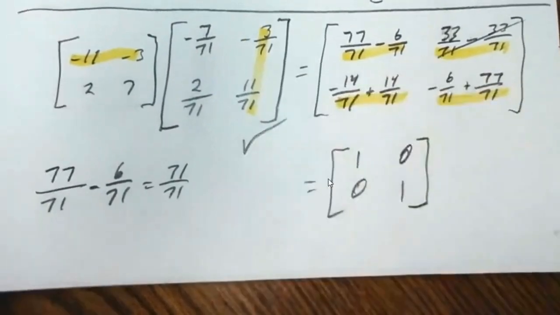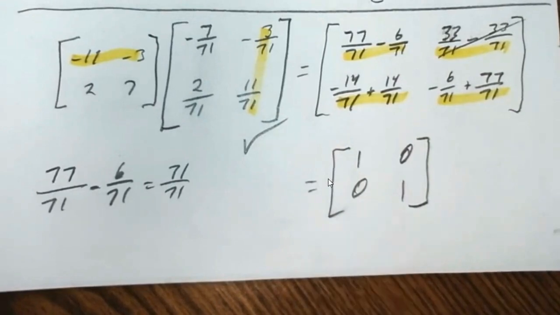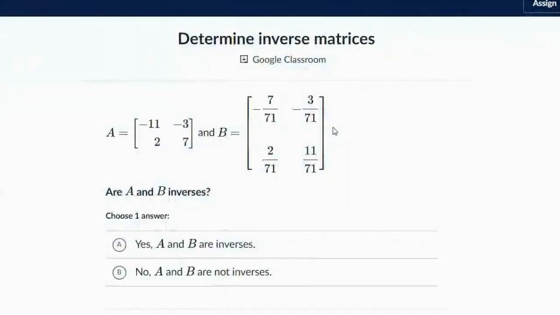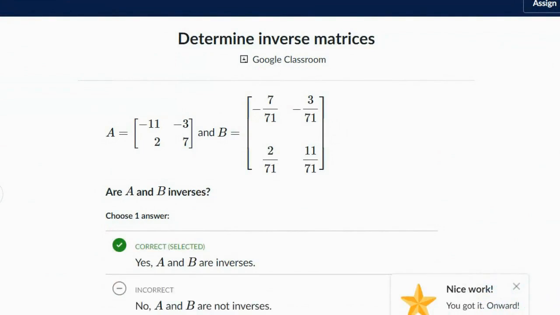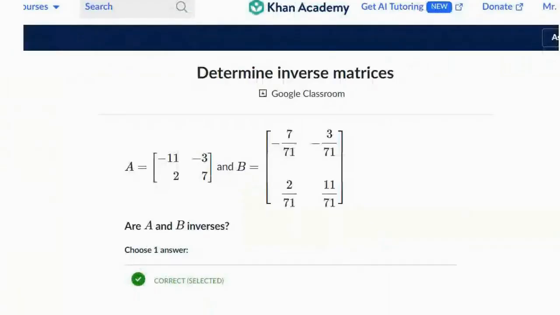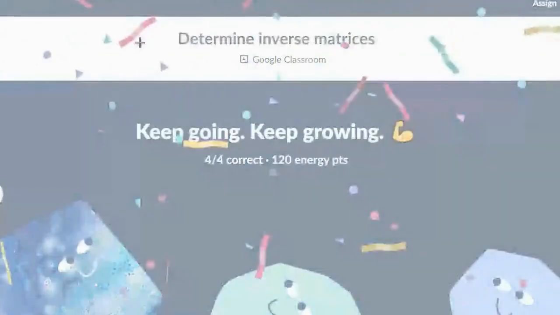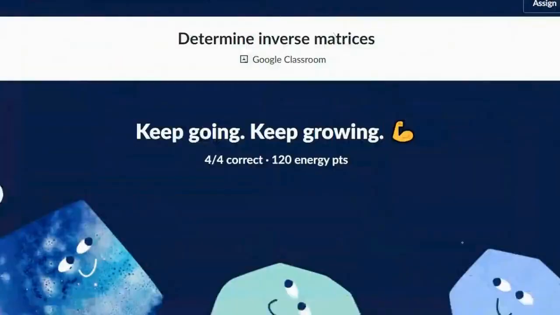So these are inverses of each other because we ended up with the identity matrix. Once I knew how to multiply 11 times 3. Yes, they are inverses. Nice work. So that's how all 4 of these problems are. They give you 2 matrices and you have to multiply them together. So you're not having to find the inverse. You're having to check the inverse. So there's my stuff. That's what I want to screenshot. I want to show that I got them all right. Yay, 4 out of 4.